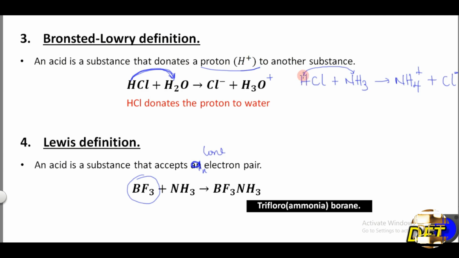And this is another illustration, right? The hydrochloric acid donates hydrogen to the ammonia to form what? Ammonium ion and chloride ion. So for the fact that it is donating hydrogen ion, which is a proton, it is referred to as an acid. So HCl is an acid, right?